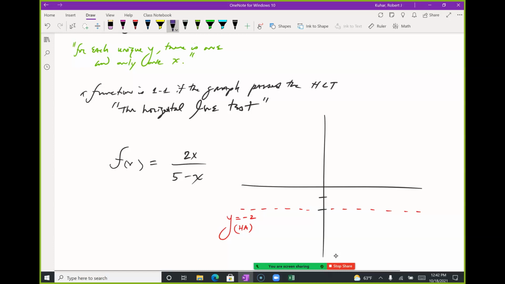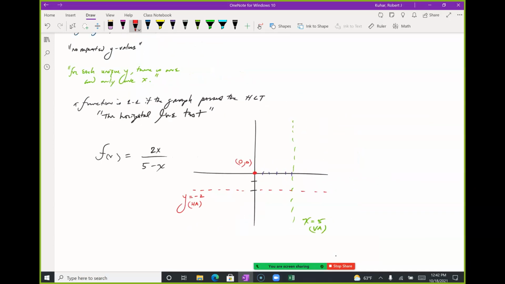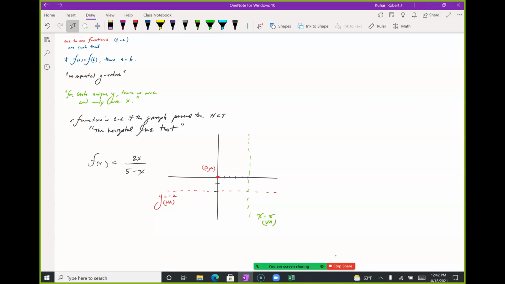What's my vertical asymptote? 1. What's my intercept? What, x or y? Oh, you want both? Well, it happens to be that they're both the same. When the numerator is 0, I get 0, 0. When x is 0, I get 0, 0.